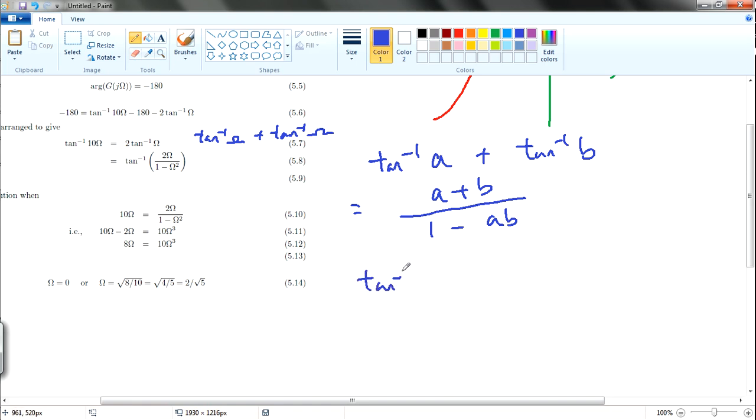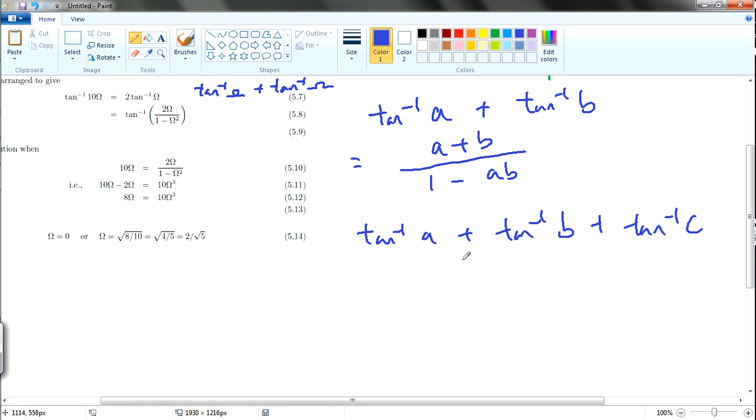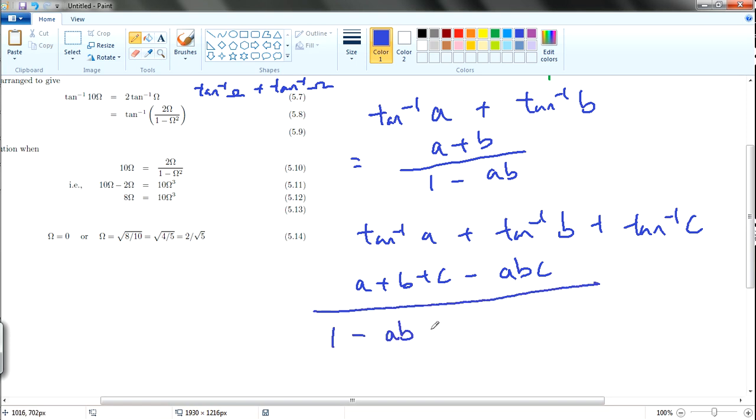If you have tangent inverse A plus tangent inverse B plus tangent inverse C, what you're going to do is a totally different thing. It will be A plus B plus C, and then minus ABC, divided by 1 minus AB, minus AC, minus BC. So these are the two rules you really need to memorize. I would recommend that you memorize it.